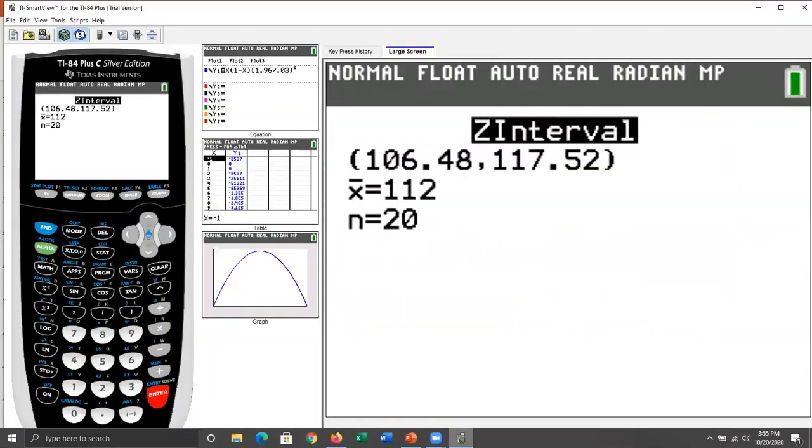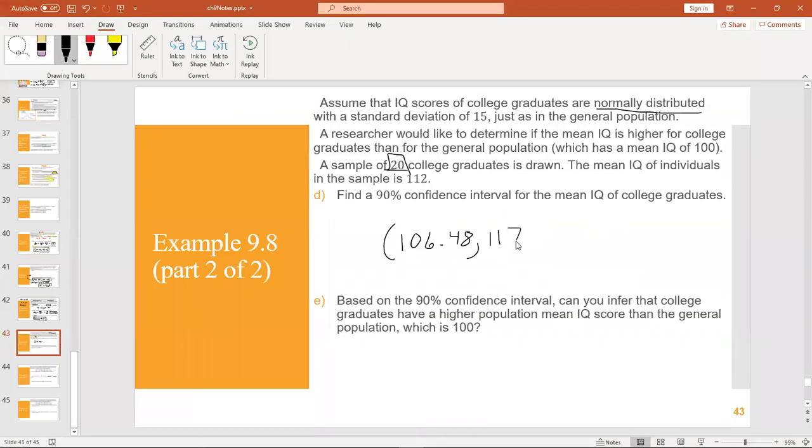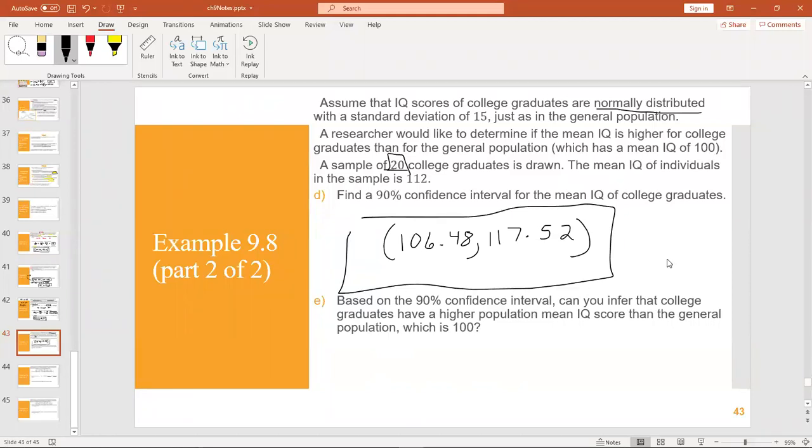And then on the other end, we have 117.52. All right, there you go. Based on the 90% confidence interval, can you infer that college graduates have a higher population IQ than the general population, which is 100? Well, it's pretty darn likely that they're between 106 and 117. So the answer is yes.